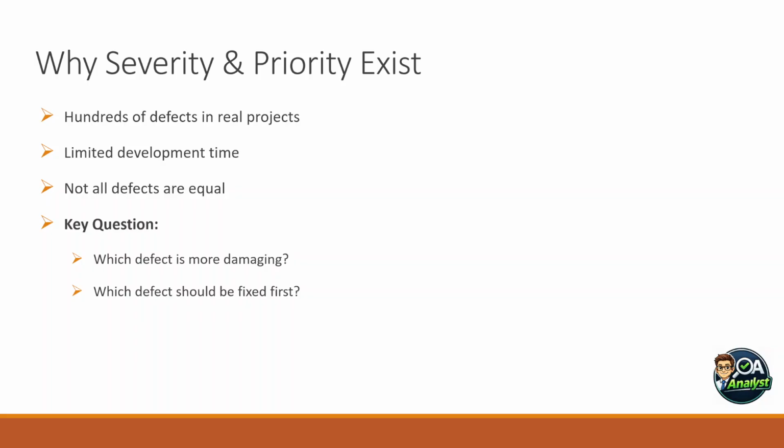Obviously not, right? That is why we classify defects based on how badly the system is affected, that is severity, and how urgently it needs to be fixed, that is priority. This classification helps developers know what to fix first, managers decide release readiness, and business avoid losses. So severity and priority exist to bring order and clarity.